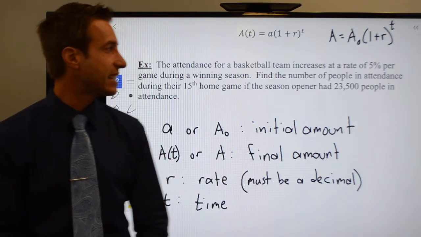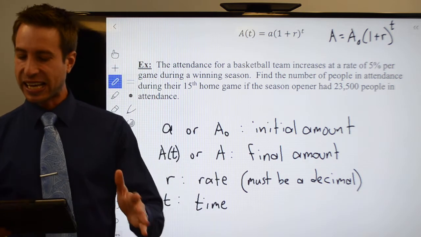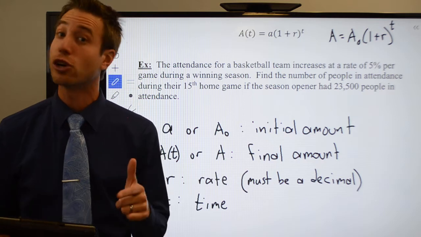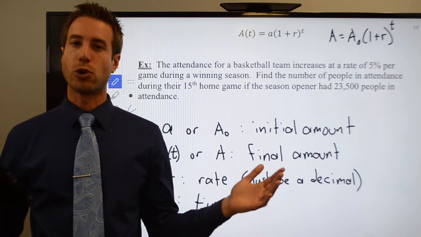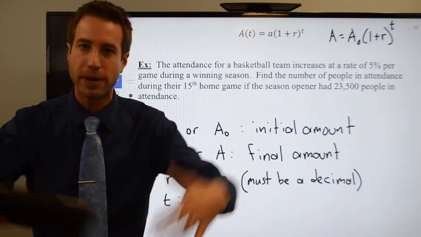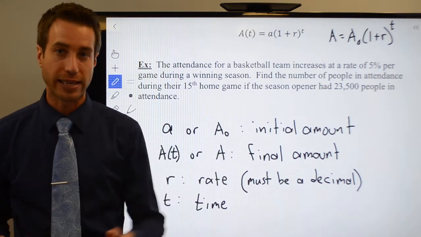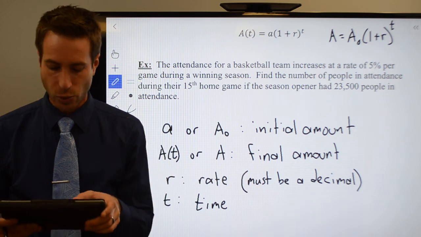The attendance for a basketball team increases at a rate of 5% per game during a winning season, right? Which totally makes sense. As long as the team is winning, everybody jumps on the bandwagon and wants to go to the game. So you can see why the attendance would increase as long as they're winning.